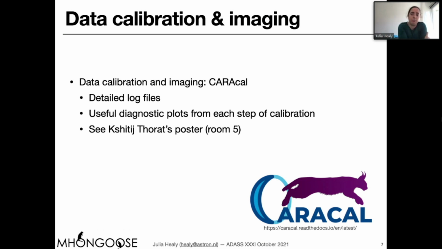So Caracal has some really useful features that help us keep clear records of our data reduction. The detailed log files contain all the observation information, such as how many dishes were in use, the various flagging statistics. The pipeline also produces a number of diagnostic plots that we use to assess the quality of the calibration process. And all this information is collated into a series of calibration reports using some custom Python scripts.